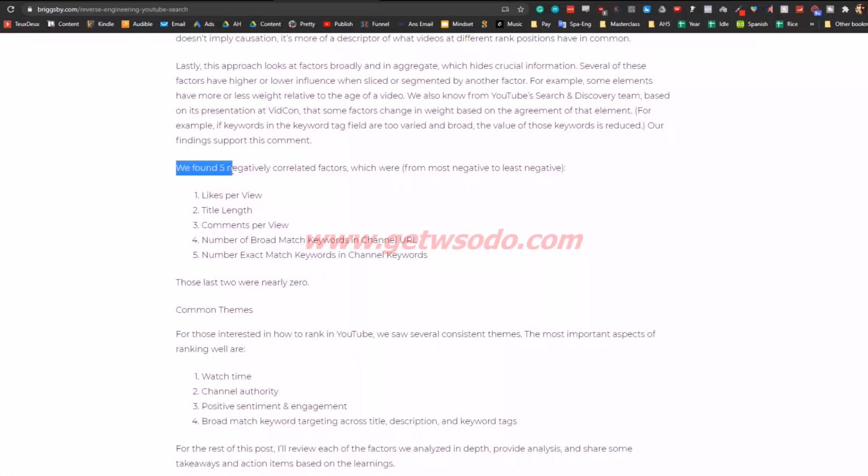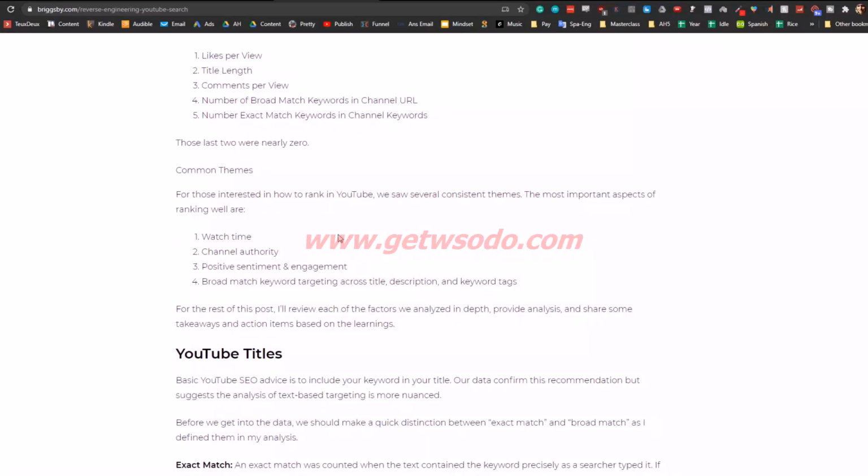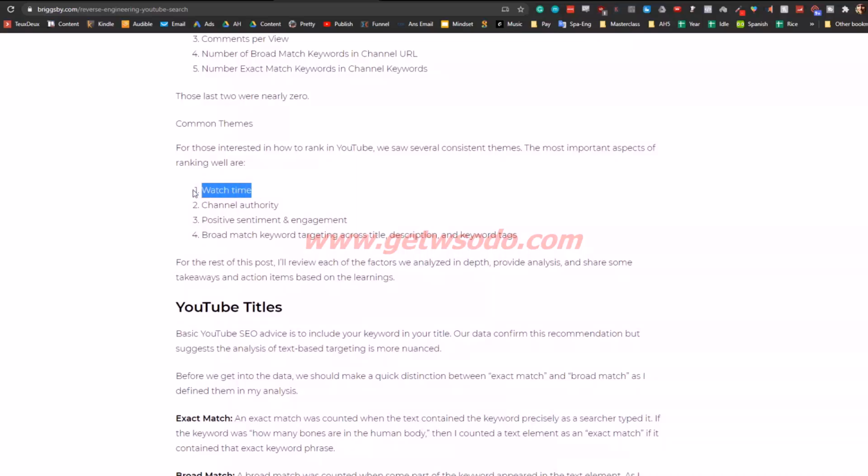But we found five negatively correlated factors, which were, from most negative to least negative: likes per view, title length, comments per view, number of broad match keywords in channel URL, and number of exact match keywords in channel keywords. And also, for those interested in how to rank in YouTube, these are the consistent themes that they saw to rank well. So watch time, we already know that watch time and click-through rate are very, very big on YouTube.